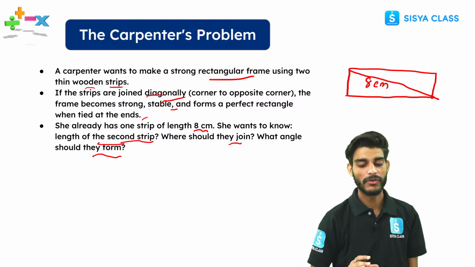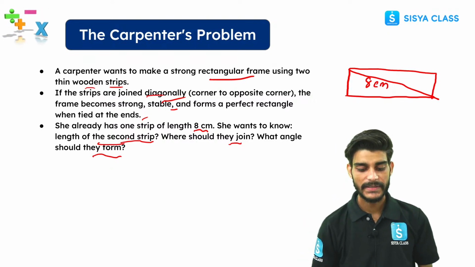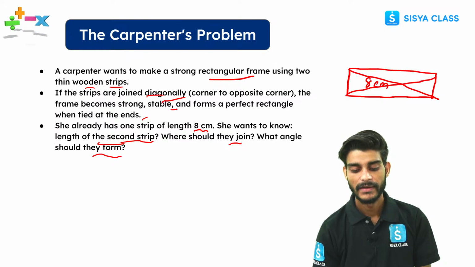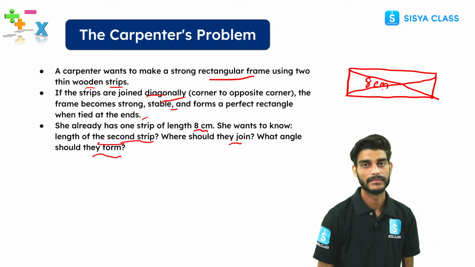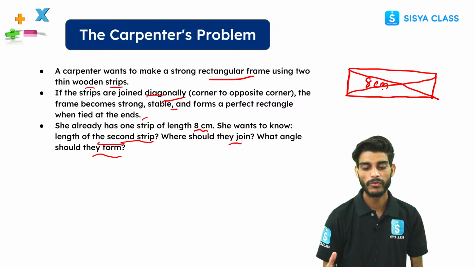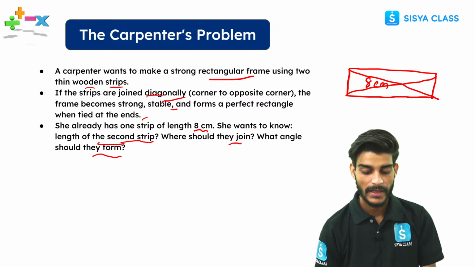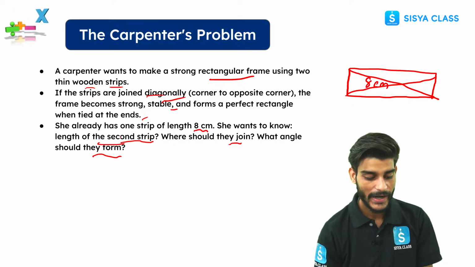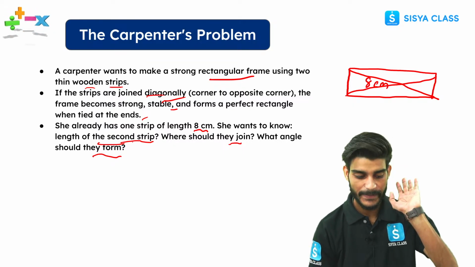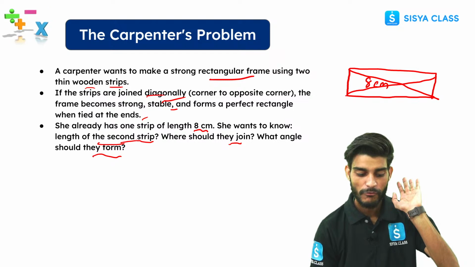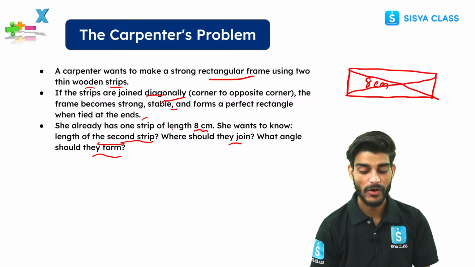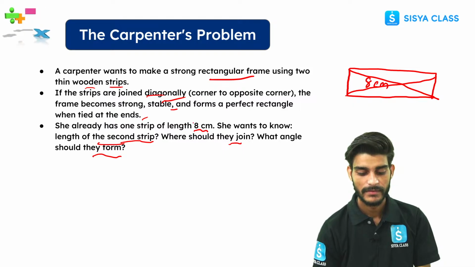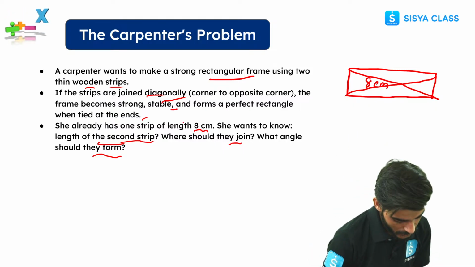Now, why are we joining the diagonals here? You have seen on your doors, if you do not join the diagonals, what will happen? Your door will crack, right? So this is the application for this problem. If you want to find the length of the second strip, you should know the properties of a rectangle. Do you know the properties of a rectangle?